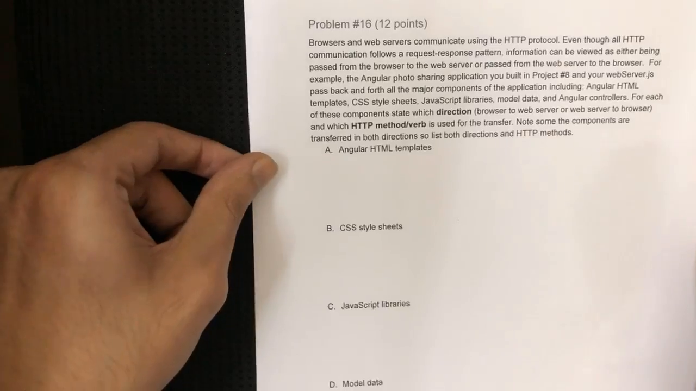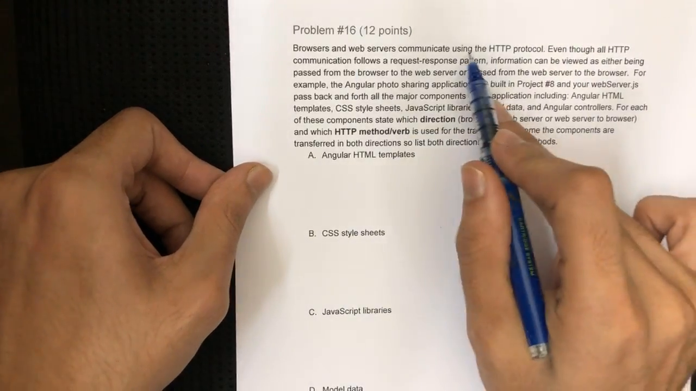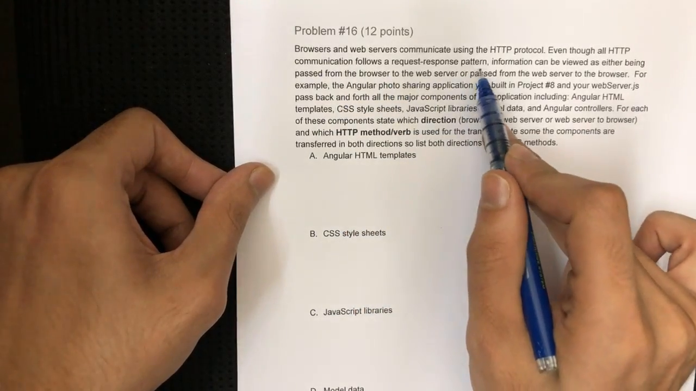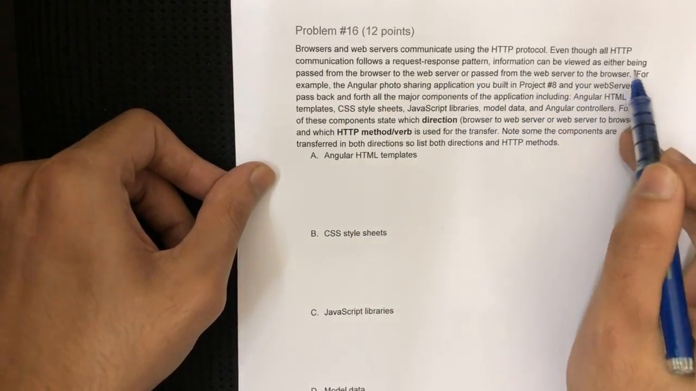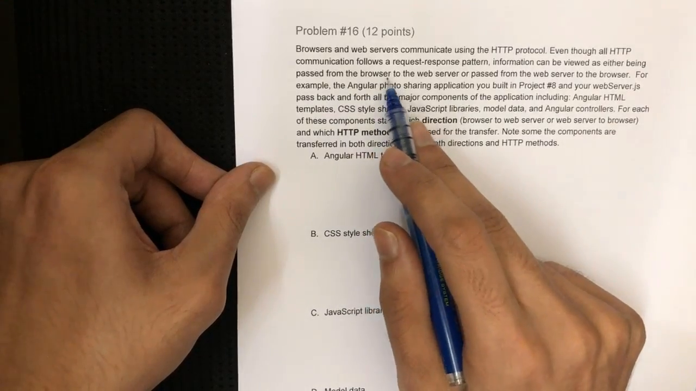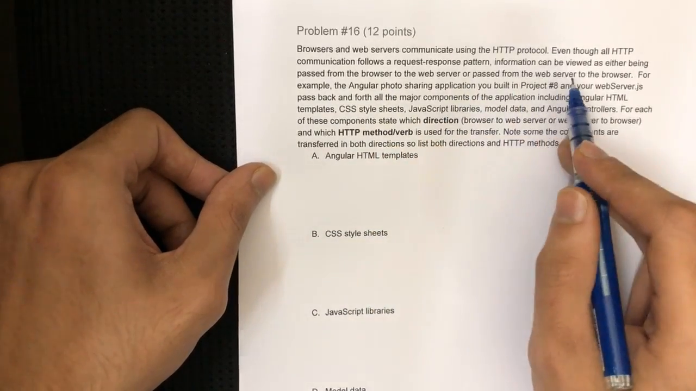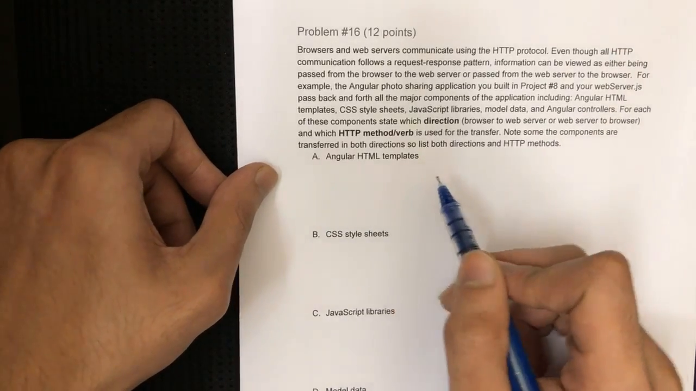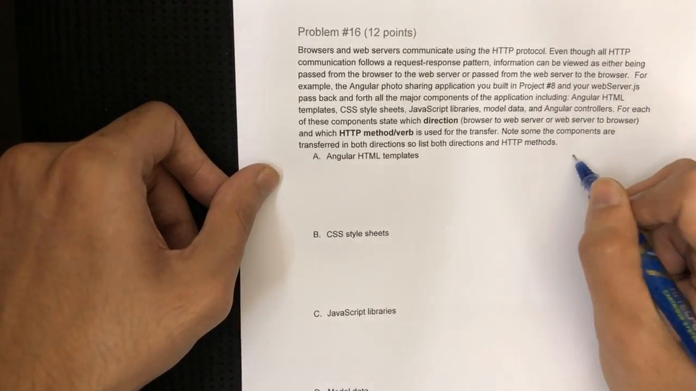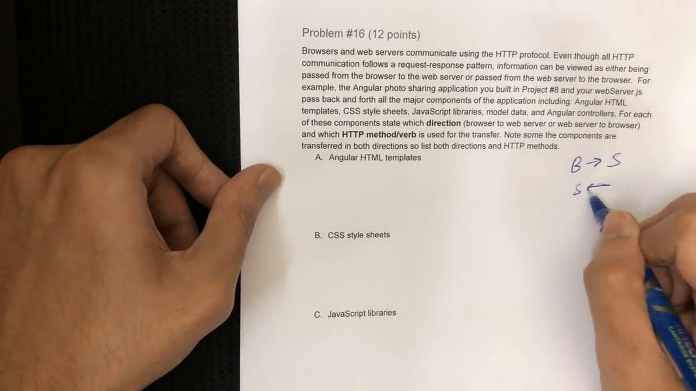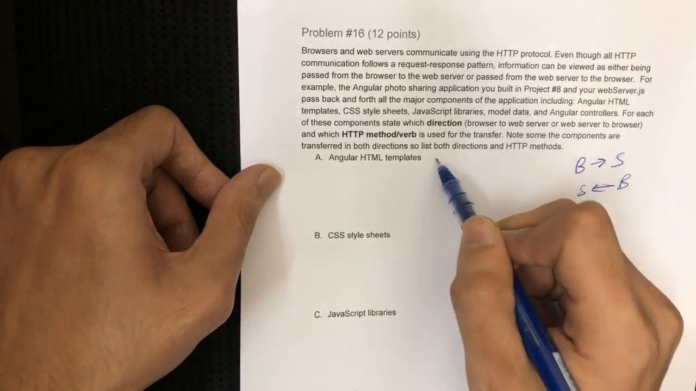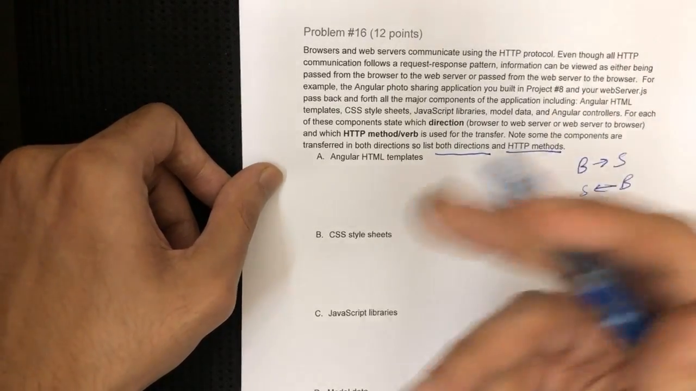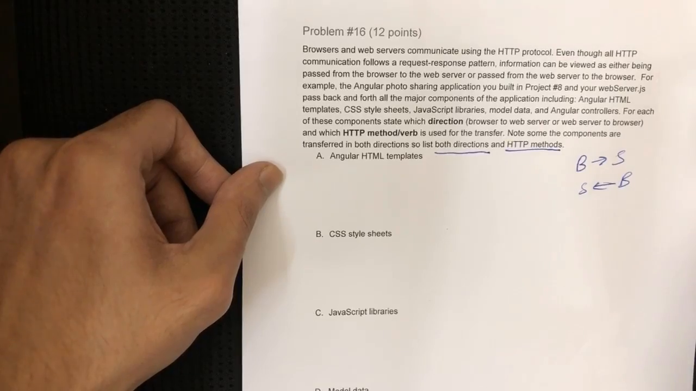And this one tells you that you have web servers communicating using the HTTP protocol. Even though all HTTP communication follows a request-response pattern, information can be viewed as either being passed from the web browser to the web server or passed from the web server to the browser. So what you have to do over here is specify if this is the browser to the server or from the server to the browser. It can be even both, and you have to specify that as well. Also HTTP methods have to be specified. That's GET, POST, PUT, PATCH, DELETE, all these things.